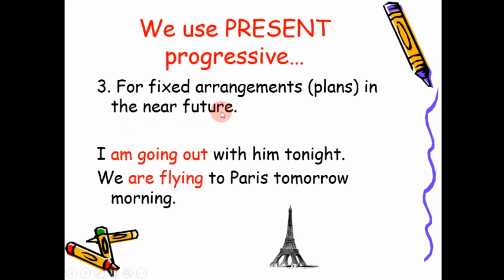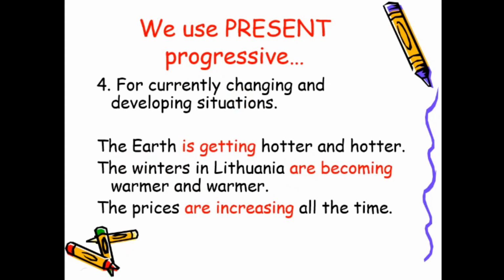Number 3, for fixed arrangements, plans in the near future. I'm going out with him tonight. We are flying to Paris tomorrow morning. This is fixed arrangements. Okay, focus on it. Number 4, for currently changing and developing situations. Like the earth is getting hotter and hotter. The winters in Lithuania are becoming warmer and warmer. The prices are increasing all the time.